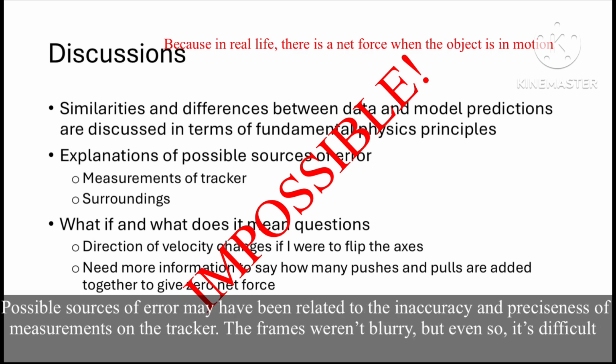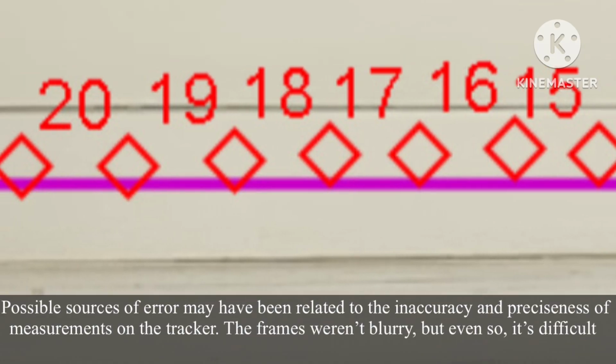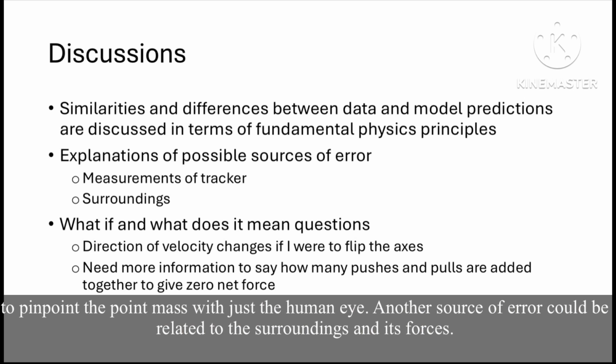Possible sources of error may have been related to the inaccuracy and imprecision of measurements on the tracker. The frames weren't blurry, but even so, it's difficult to pinpoint the point mass with just the human eye. Another source of error could be related to the surroundings and their forces.